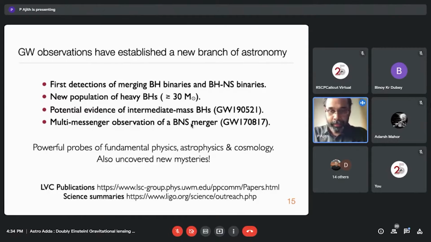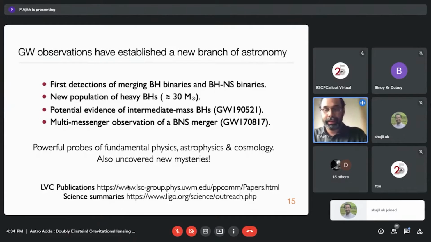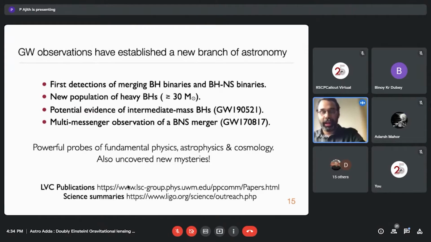It's very hard to summarize all the science, but I would especially encourage you to look at the science summaries produced by the LIGO and Virgo collaboration. Whenever they put up a new paper that describes a new science result, the paper is accompanied by an accessible science summary, which discusses the main science and is supposed to be accessible to the general public also. You can look at this web page of the LIGO collaboration for these science summaries of the papers by the LIGO and Virgo collaborations.